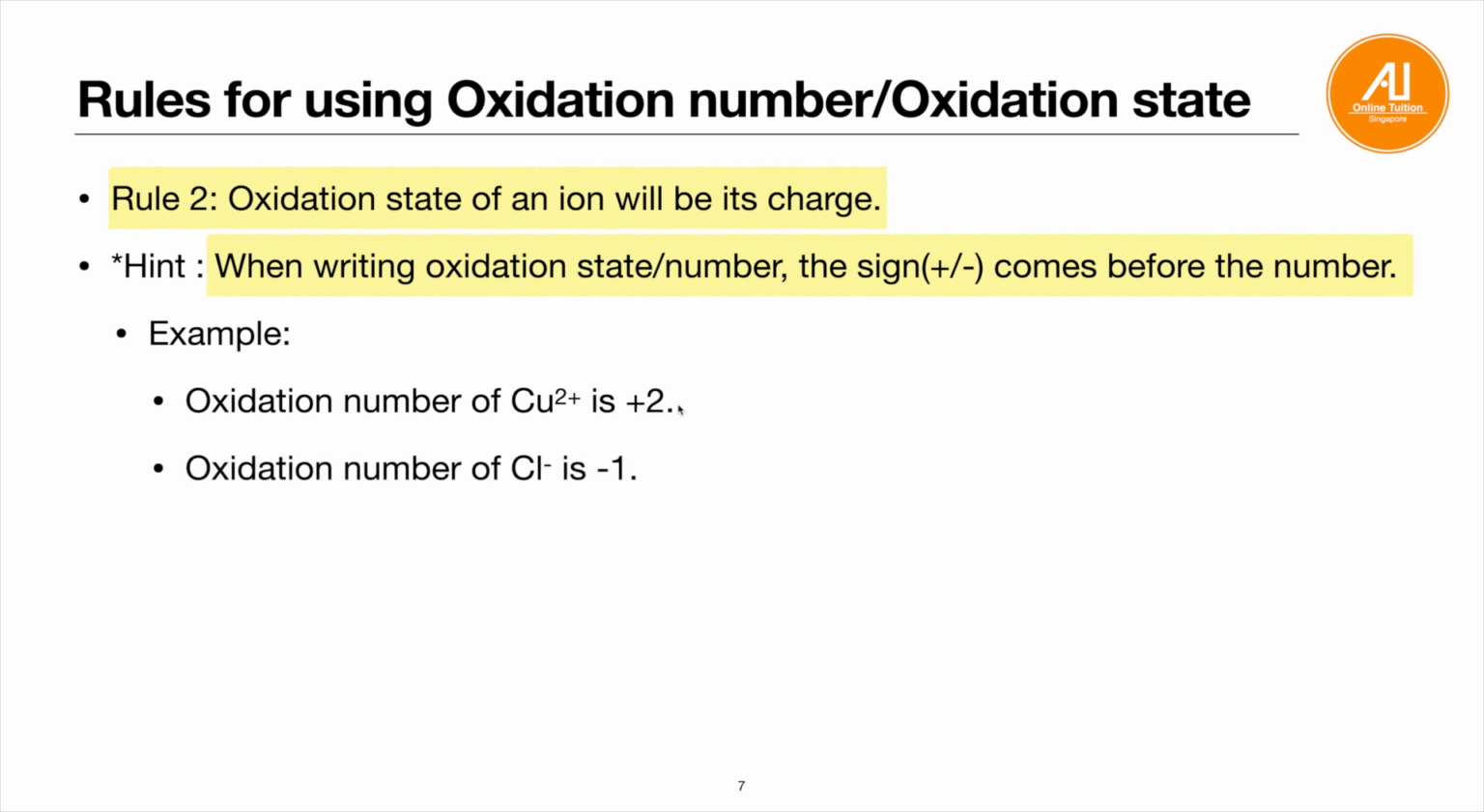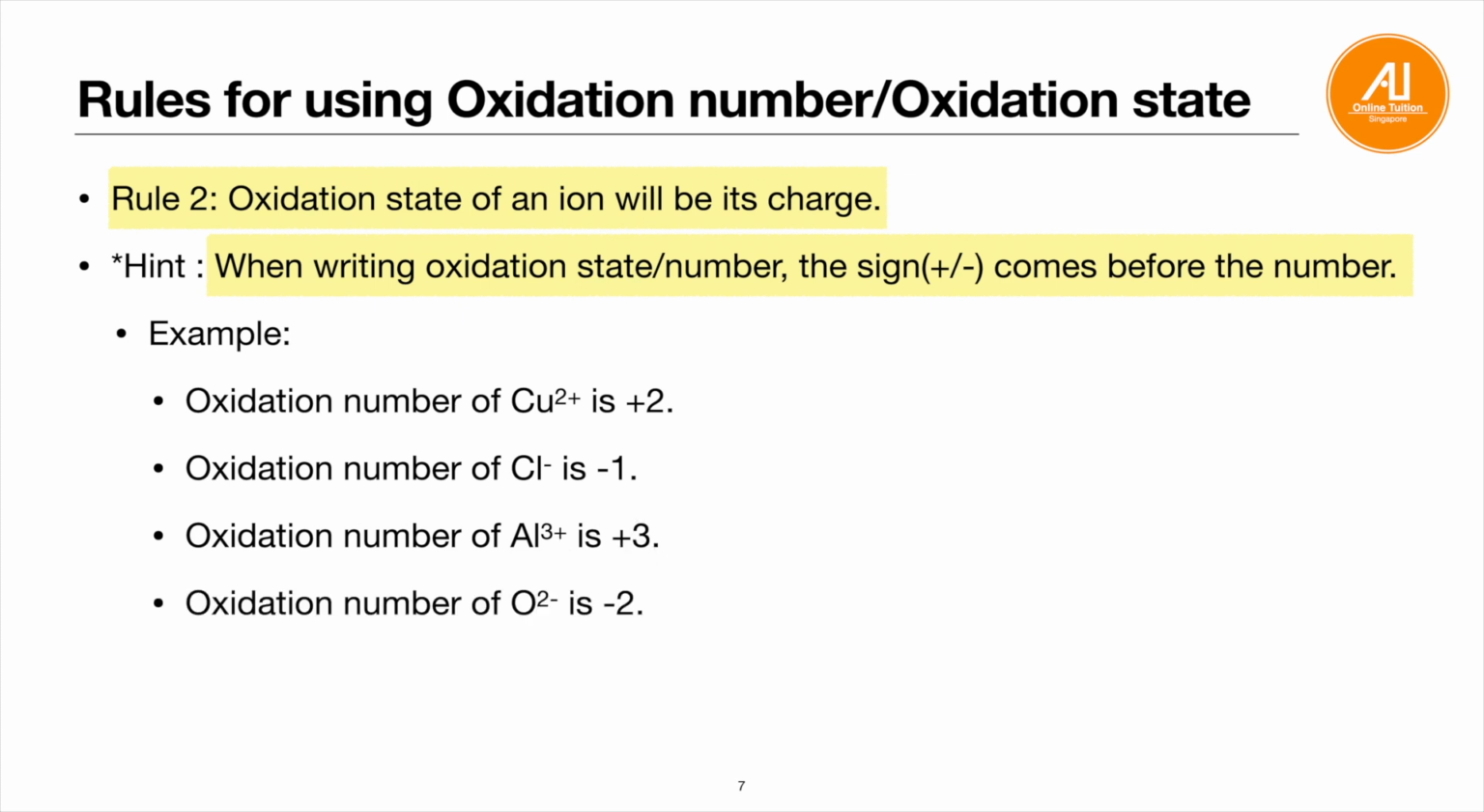Okay. Next one, Cl minus. Chloride ion. So the charge is -1, so the oxidation number will be -1 here. Next one, aluminium 3 plus. The charge is 3 plus, so the oxidation number will be +3. So the charge is very similar to the oxidation number. Last example, O2 minus, your oxide ion. The charge is 2 minus, so the oxidation number will be -2.